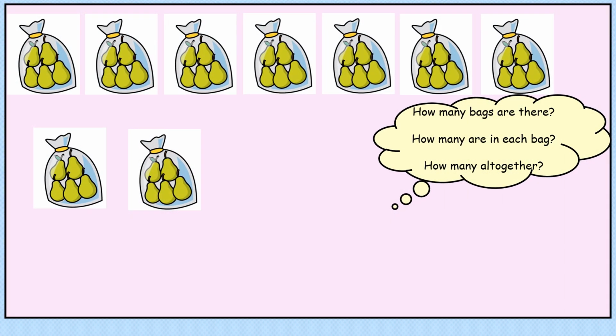So now we have some bags, and in each bag there are some pairs. And I have 3 questions that I want you to think about. The first question is, how many bags are there? The second question is, how many pairs are in each bag? And the third question is, how many pairs are there all together? So you can pause the video here, write down how many bags there are, how many pairs are in each bag, and then skip count by 5s to find out how many all together.